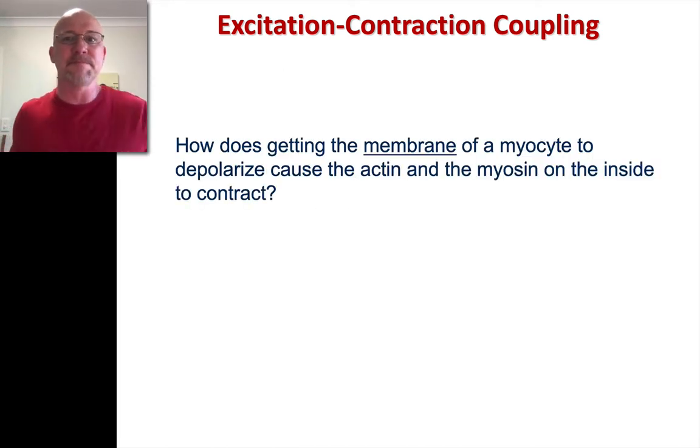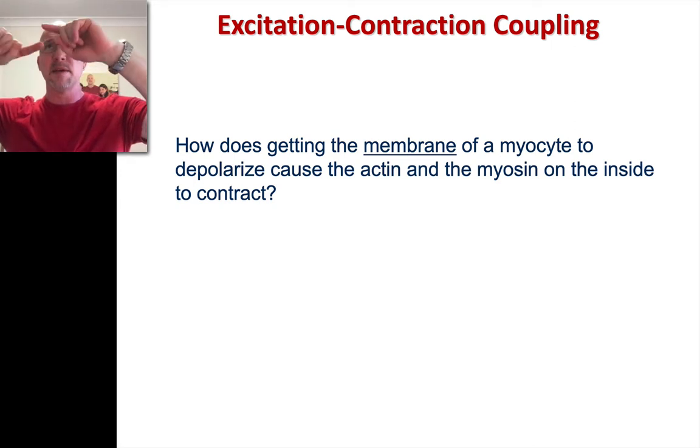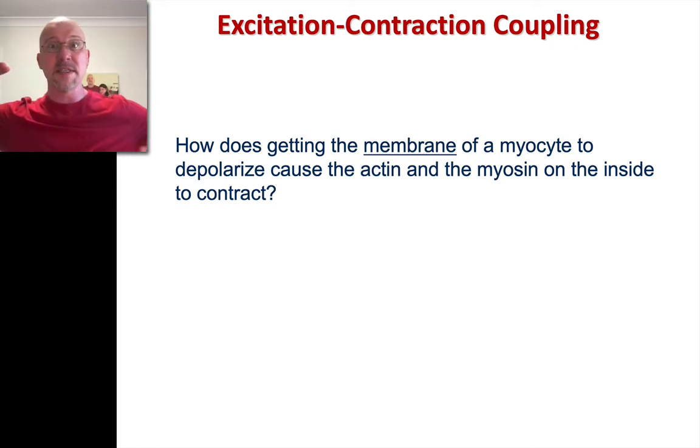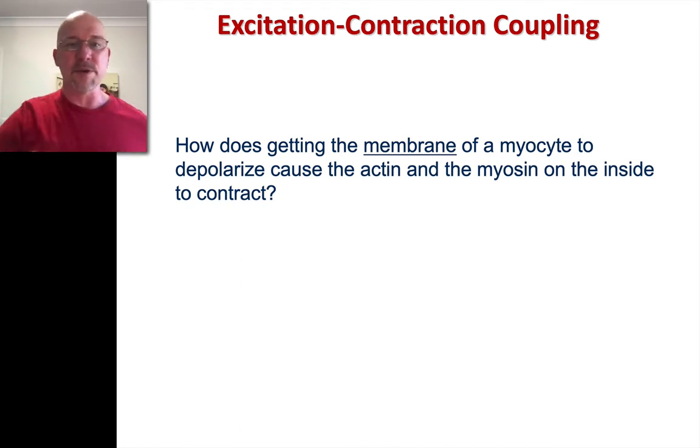That's how it happens. Depolarization happens mostly at the membrane level. So how do we get that electrical exchange of sodium and potassium and a bit of calcium to go deep into the cell to cause the actin and myosin to start their contraction, the power stroke?